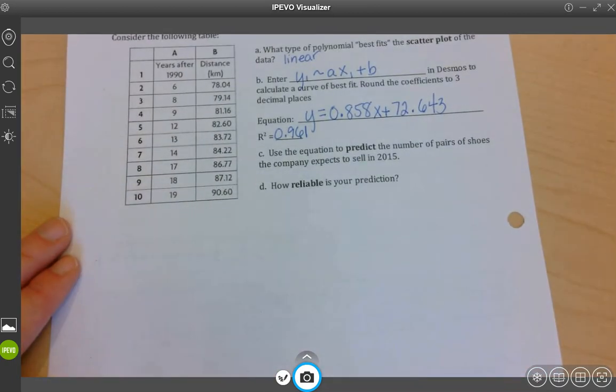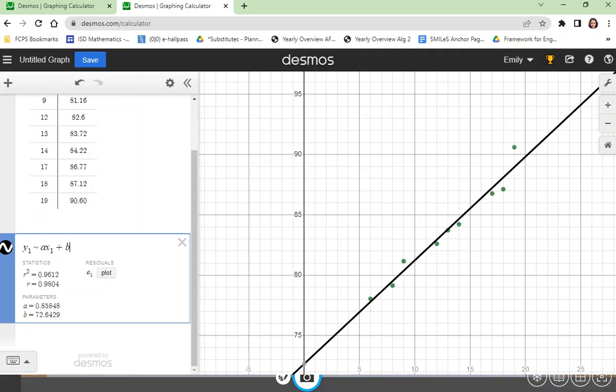Go ahead, Josiah. Is that not what you got for the r squared? Look in your Desmos. And it's right here. R squared 0.961. No. It just gave it to me.